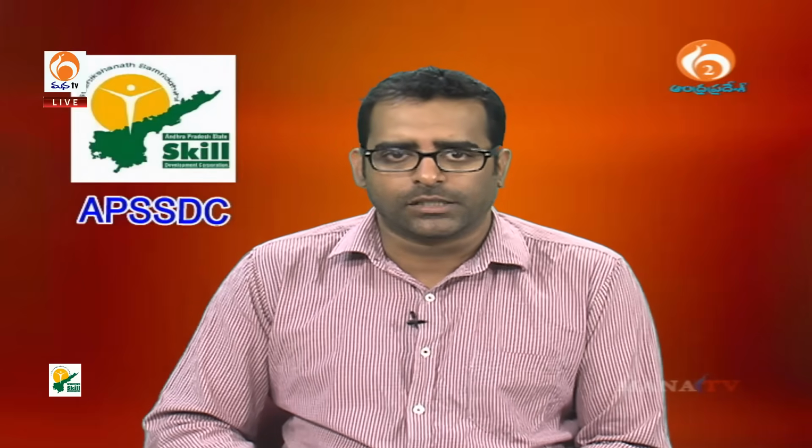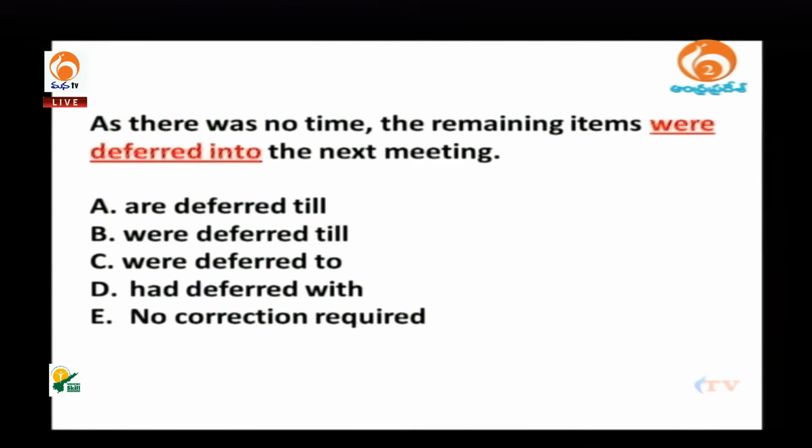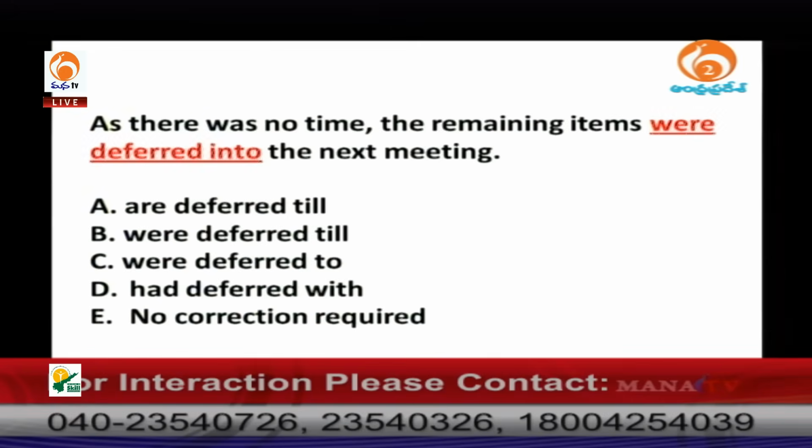Here is the first one. As there was no time, the remaining items were deferred into the next meeting. Deferred means postponed. Now the options are: items are deferred till, items were deferred till, items were deferred to, items had deferred with, no correction required. The hint that I am going to give you is the sentence is not correct. Obviously, there is a mistake. We need to correct it. Now, what is the problem?